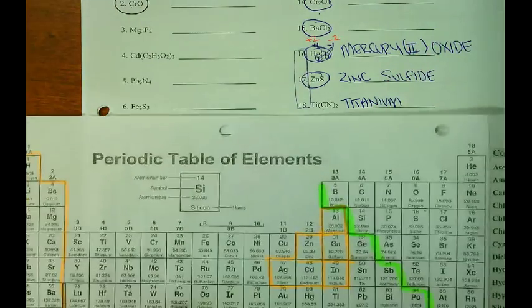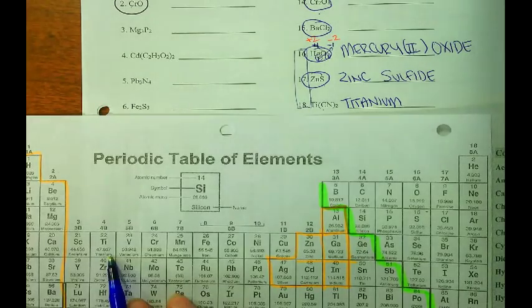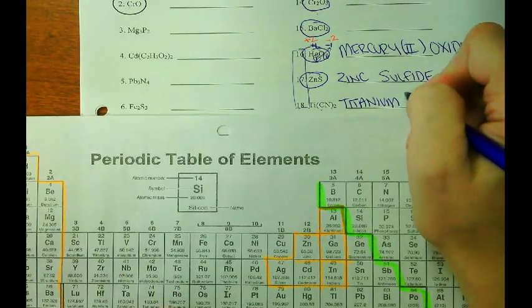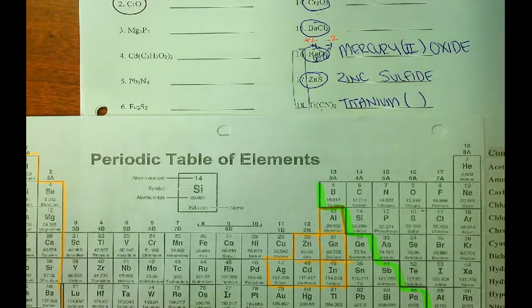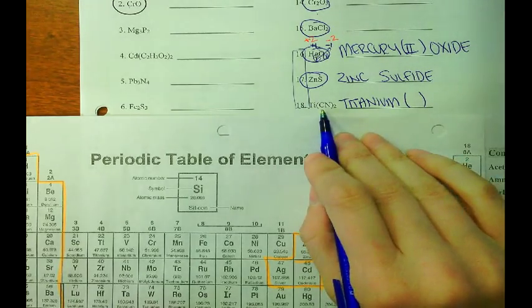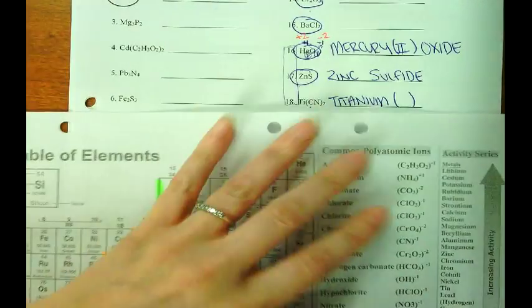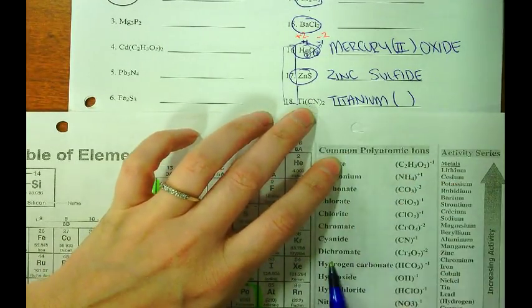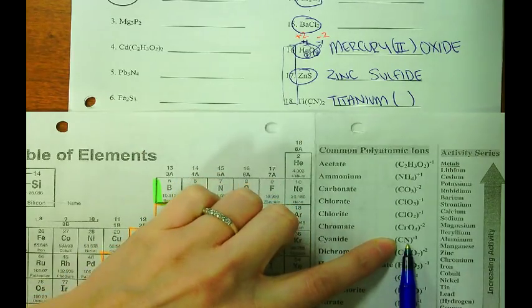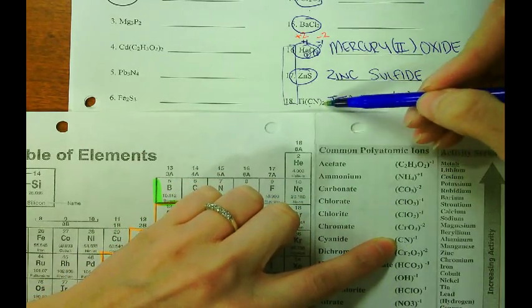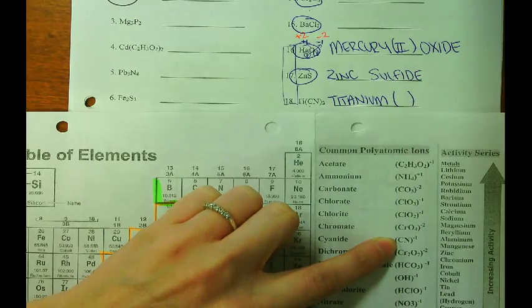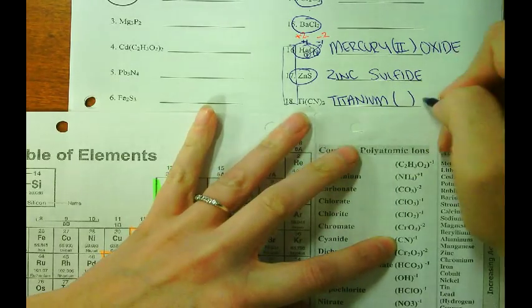And titanium is a transition metal, and it is not in the exception block, so it needs a Roman numeral. I'm just going to leave it as titanium blank for now. And then parentheses, that's showing me that I've got a polyatomic, so I'm going to come over here to my list and find CN, just right there. So that's cyanide. I had a lot of students worried about the 2. The 2 is outside of the parentheses, so it means 2 cyanides.